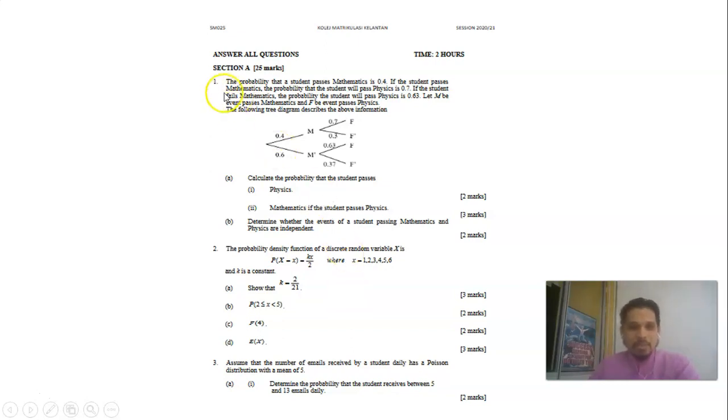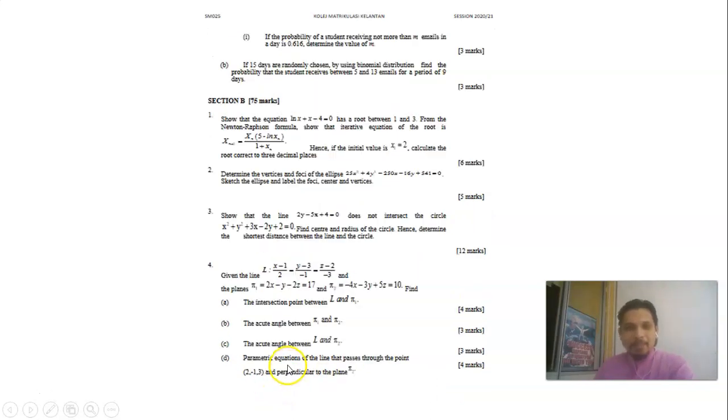The set of the questions, so you can see that here there is Section A with 25 marks. This question is about probability, random variables, and question number 3 then. Okay. And for Section B with 75 marks, there are 7 questions.